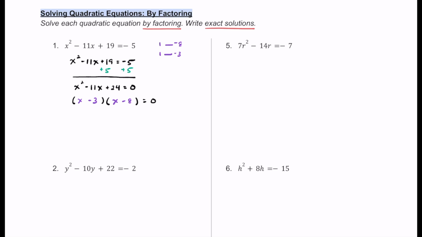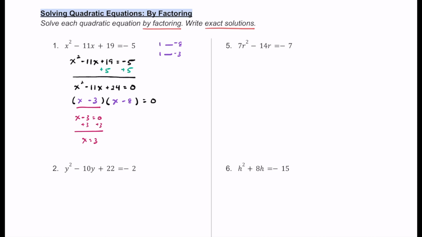And now for this whole thing to equal 0, one of 2 things could happen. For this first one, if you can make this whole binomial equal 0, then the whole thing will equal 0. So in order to do that, you can just set this equal to 0. So x minus 3 equals 0. And if you add 3 and add 3, we find out that x would equal 3.